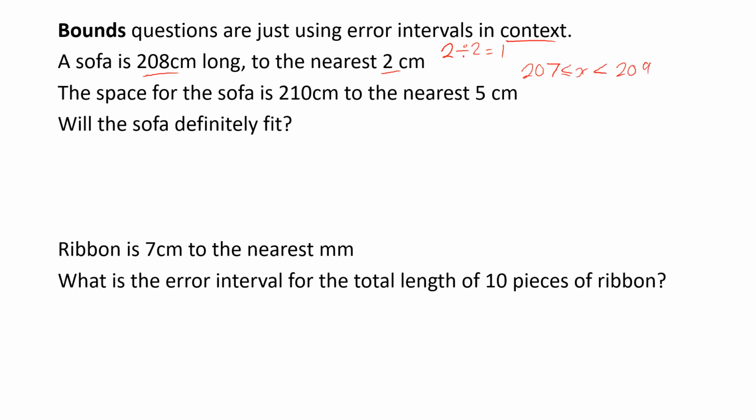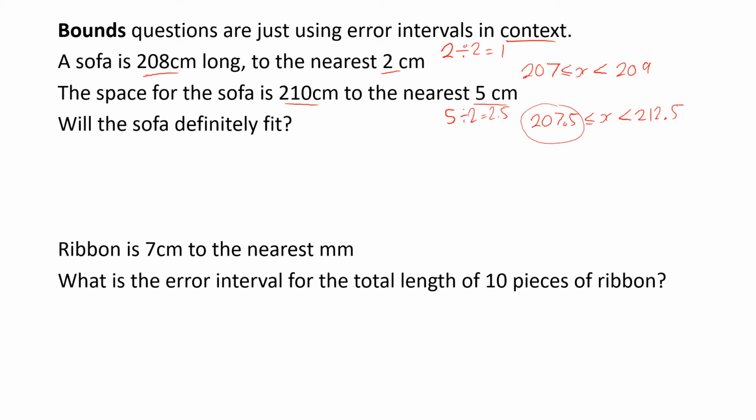So our sofa is somewhere between 207 and 209 centimeters long. The space for the sofa is 210 to the nearest 5. So again, we could go 5 divided by 2, which is 2.5. And we can find the space of the sofa is 205 up to 212.5. And the question is, will the sofa definitely fit? And the answer for that is no.